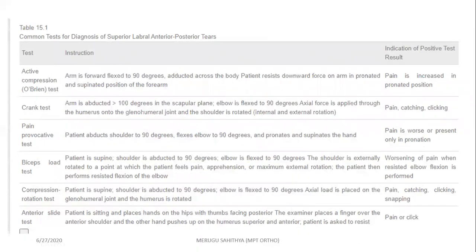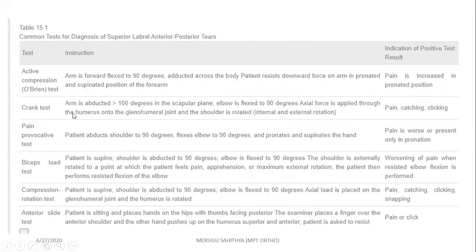So the common physical examination test for diagnosing superior labral anterior posterior tears is the active compression test, that is the O'Brien test. The procedure: the arm is forward flexed to 90 degrees and adducted across the body. The patient resists the downward force on the arm in pronated and supinated positions of the forearm. A positive test result is pain increased in the pronated position.